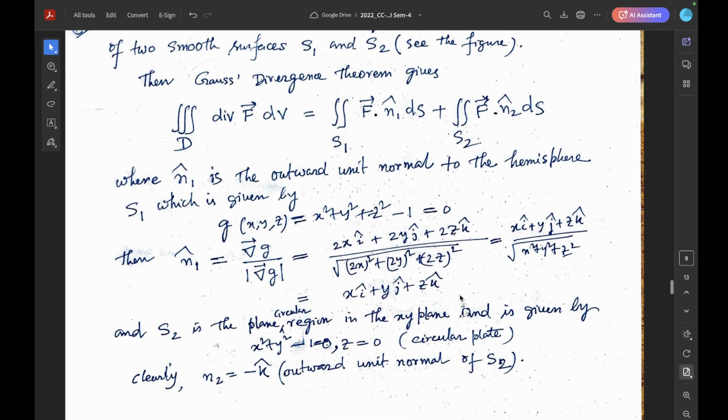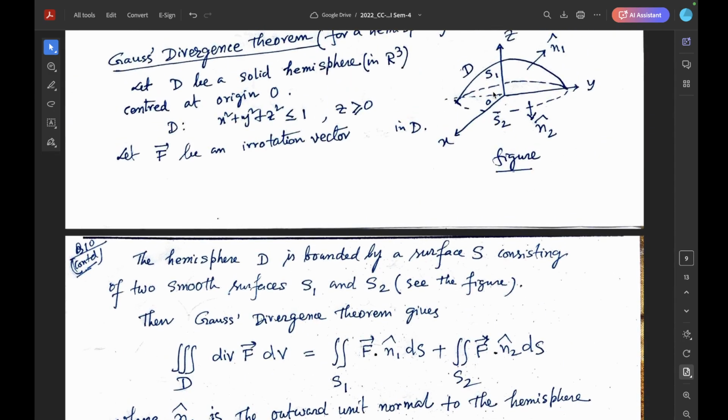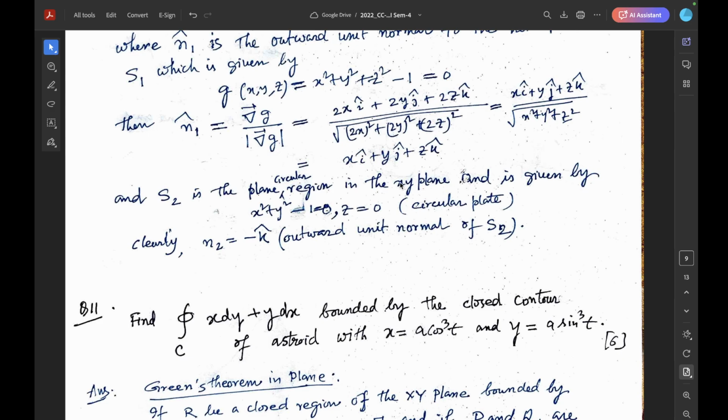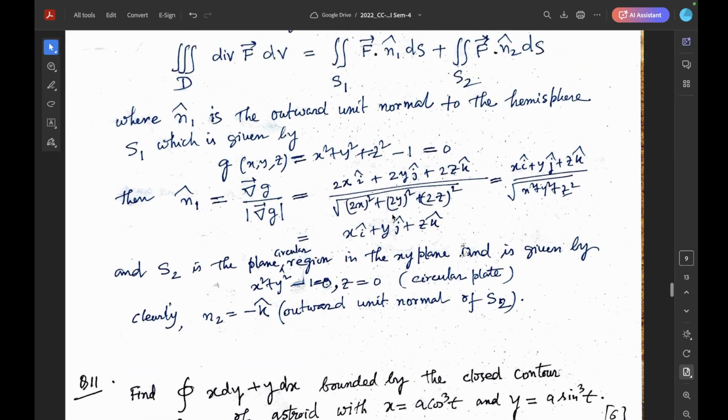So we get this. And S2 is the plane circular plate in the xy plane. And so n2 cap is the outward drawn unit normal on S2. So obviously n2 cap equal to minus k cap, because n2 cap is along the negative direction of the z axis. And this S2 surface is given by x square plus y square minus 1 comma z equal to 0, the circular plate. X square plus y square equal to 1 is actually the cylinder, cut by this plane z equal to 0, so this is the circular plate in the xy plane. Clearly n2 cap equal to minus k cap, outward unit normal of S2.